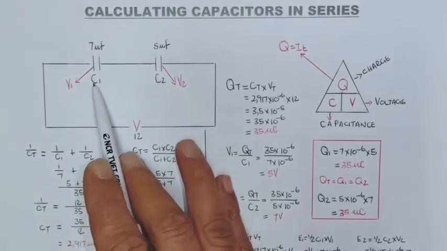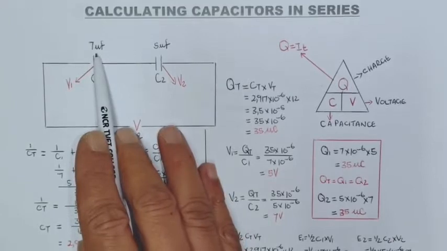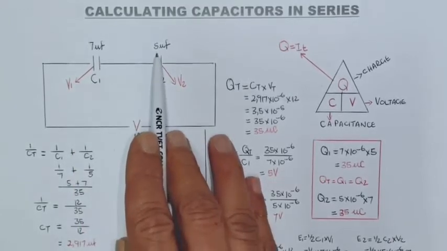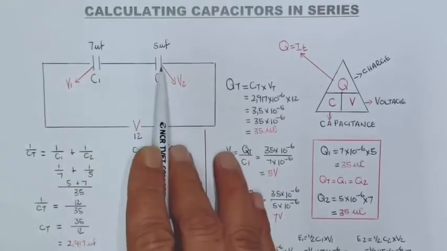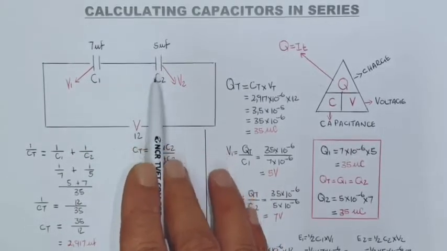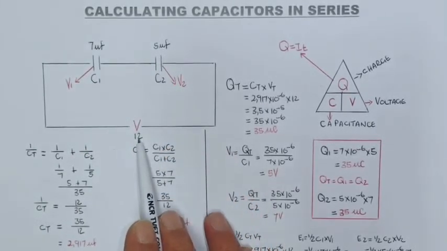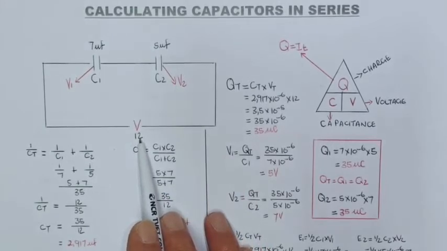Here I have a capacitor C1, which is 7 microfarad, C2, which is 5 microfarad, and then I'm going to calculate the voltage drops V1 and V2 over those capacitors as well. My total voltage or my supply voltage is 12 volt.